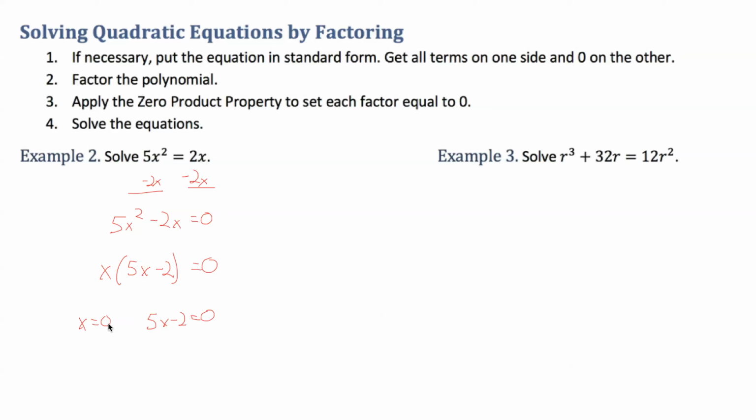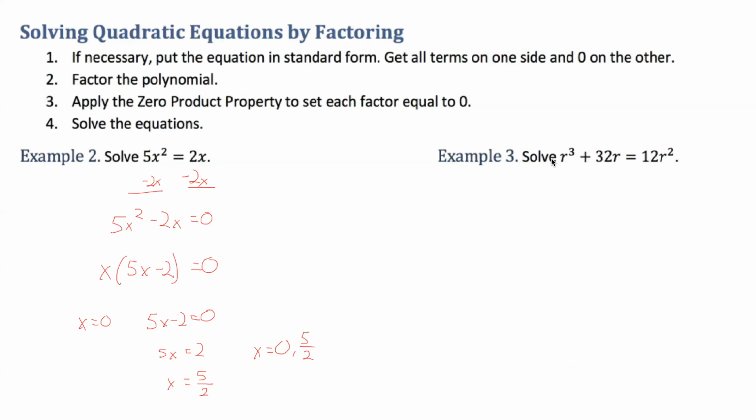Well, so one of our answers is 0, or we can solve this. We would add 2 to both sides, and then divide both sides by 5, and we get x equals 2/5, and so our answer is 0 or 2/5. And we could plug 0 in, and that would make it work, or we could plug 2/5 in, and that would make it work.